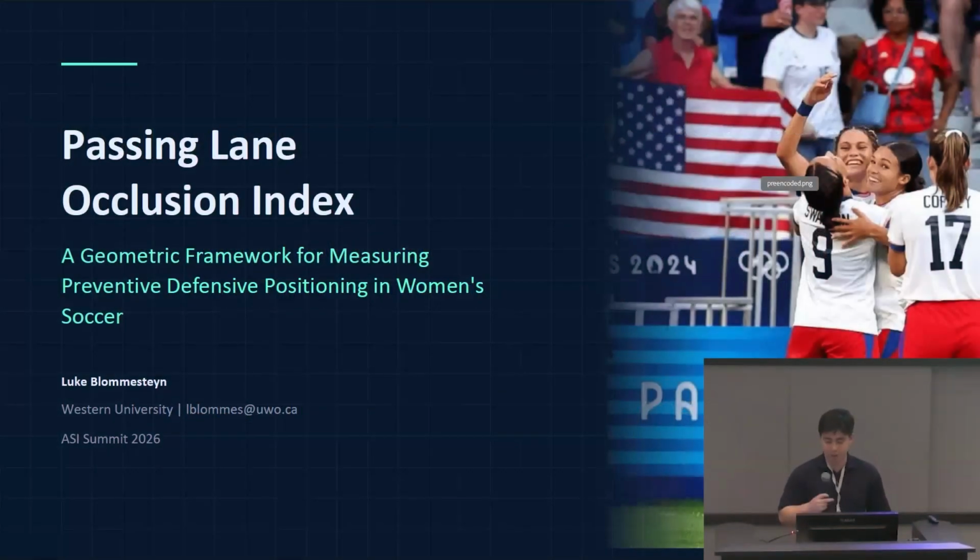But I'm Luke, I'm from Western University, and today I'm presenting Passing Lane Occlusion Index, or PLOI. That's a geometric framework for measuring preventative defensive positioning in women's soccer. And the one-line idea is actually pretty simple. A lot of elite defending never actually shows up in the box score because the best defenders solve problems before the pass is even open.